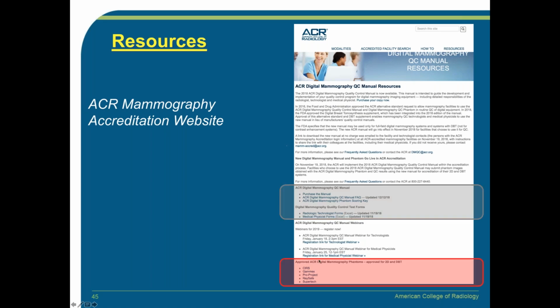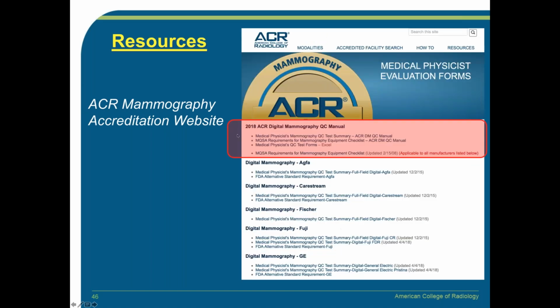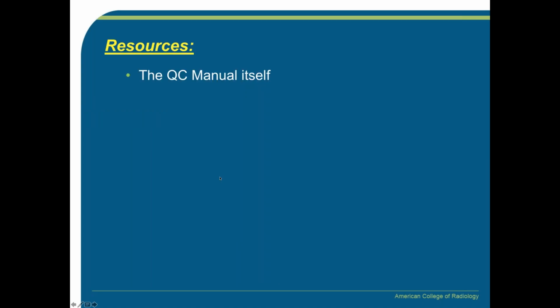And then at the bottom, it lists the approved vendors for the ACR Phantom. So right now there's 5 vendors: CIRS, GAMX, ProProject, RaySafe, and SuperTech. There's also links to this on the medical physics forms, where they talk about the forms for the summary pages that the physicist needs, which is more for the physicist than you.